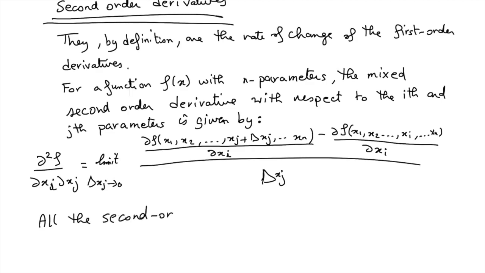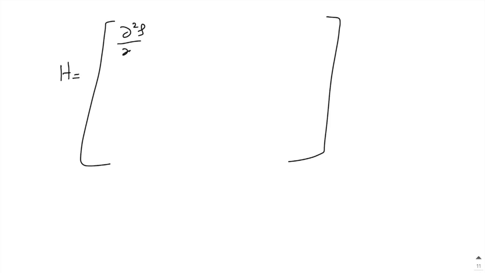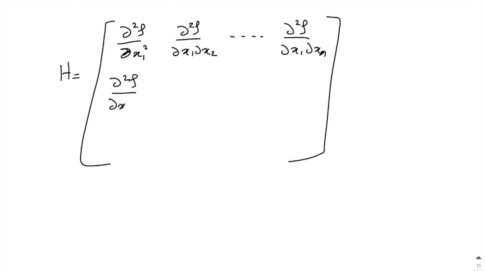All the second order derivatives of a function f of x are combined in the compact Hessian matrix H. So H, I will write the expression here of the Hessian. So we'll derive second order derivative with respect to x1, to x2, to xn, and so on.